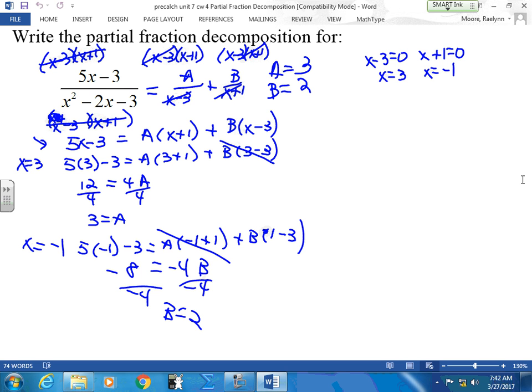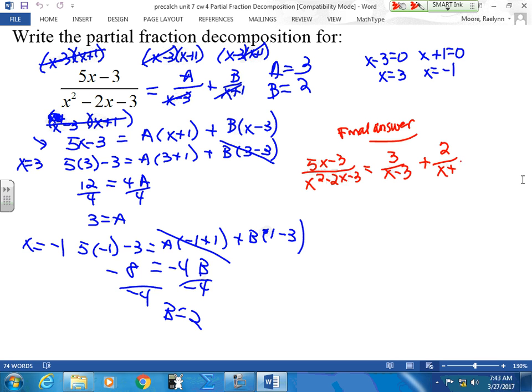So this is my final answer. I just want to show the decomposition, so I'm going to rewrite the original side. I'm going to put a over the x minus 3. This is where you have to put the right one over each one. And everything's positive, so I'm going to keep the positive. 2 over x plus 1. Good? Not bad, right?